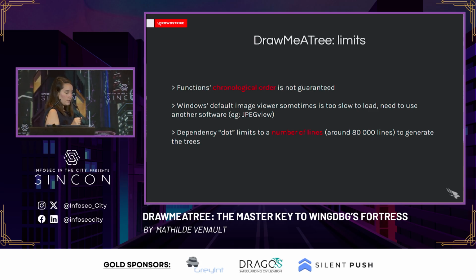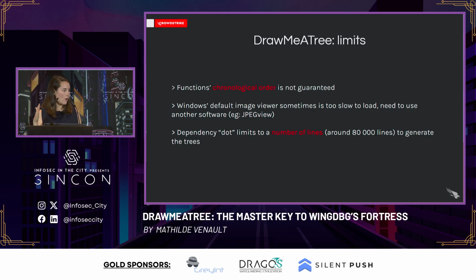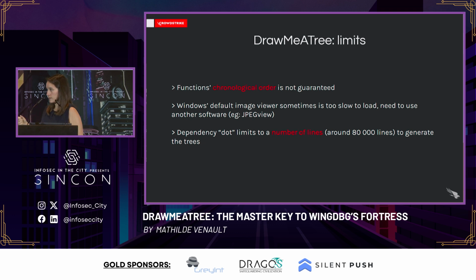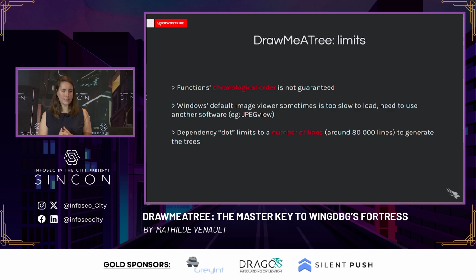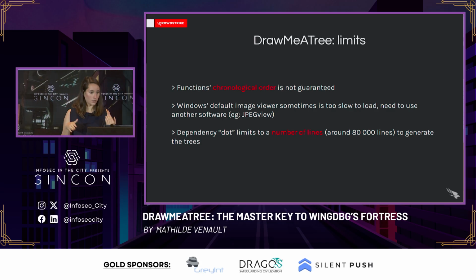Also, the Windows default image viewer sometimes is a bit slow to load. So depending on how heavy your tree is, you might need to use an alternative software. There are plenty of them. It's not a problem, but it's still something to mention. And the dependency that the tool is using, called dot, limits the number of lines that it can process to, I think, around 80,000. I've been limited, to be honest, only one time, but it is still a limit that is worth keeping in mind.